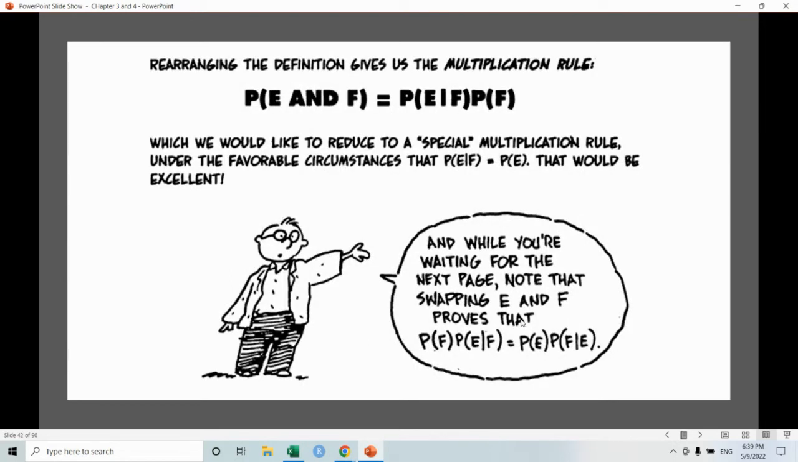Rearranging the definition gives us the multiplication rule. So P(E and F) is equal to P(E given F) times the probability of F. We would like to reduce this to a special multiplication rule under the favorable circumstances that the probability of E given F equals the probability of E. That would be excellent. Note that swapping E and F proves that the probability of F times the probability of E given F is equal to the probability of E times the probability of F given E. So you can swap those around and they should give you an equivalent answer.